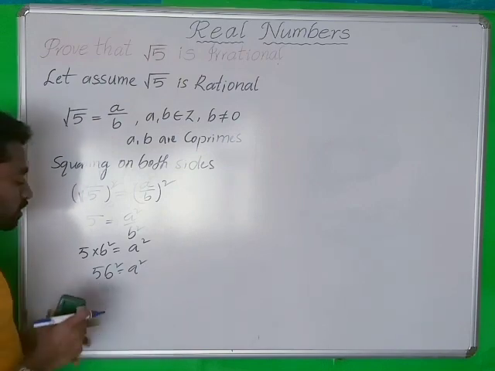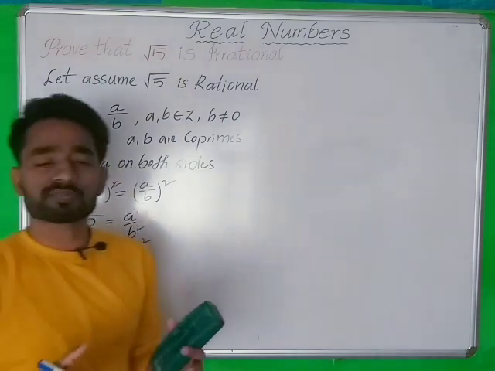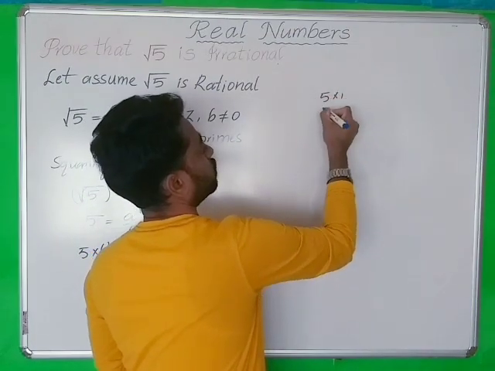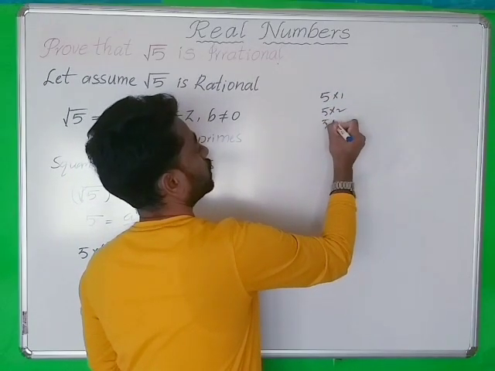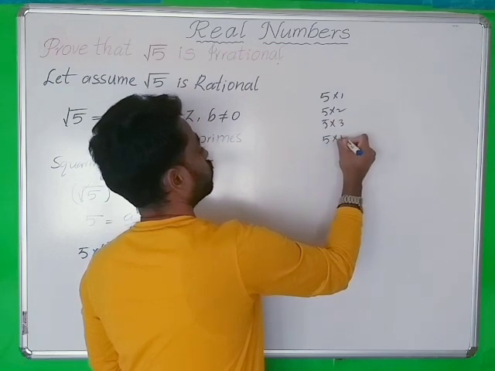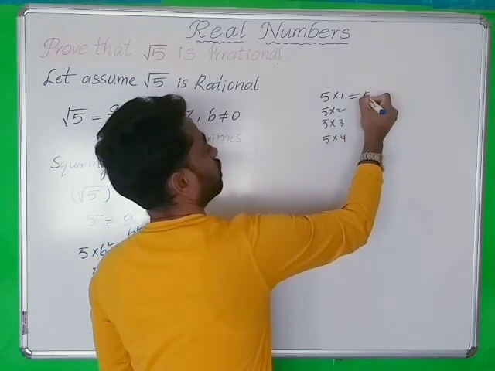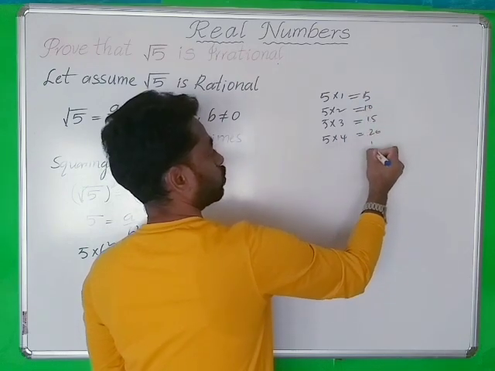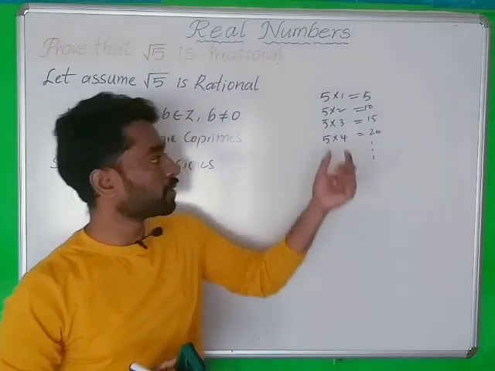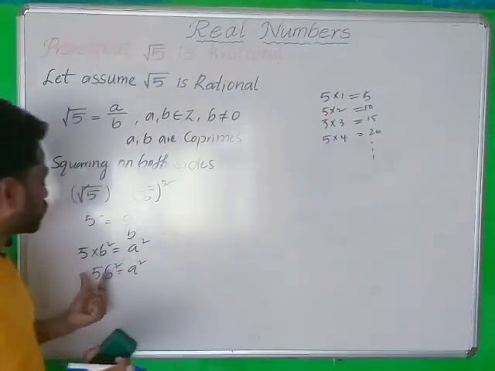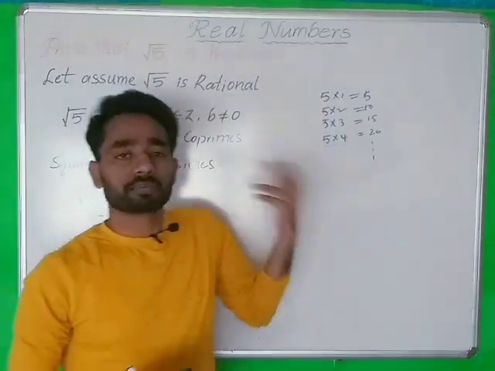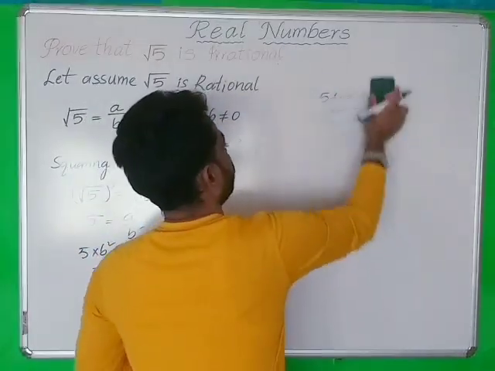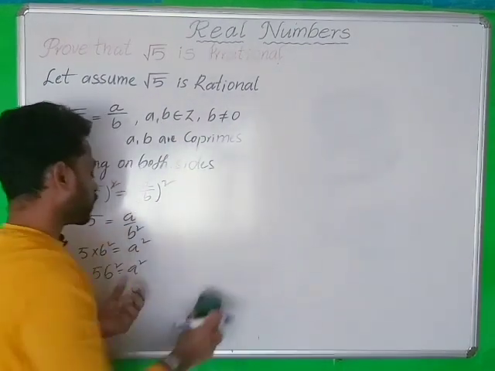In 5b square, 5 into something is there, so it is a multiple of 5. For example, 5 into 1, 5 into 2, 5 into 3, 5 into 4. So this is 5, 10, 15, 20, and so on. These are multiples of 5. A number in the form of 5 into b square, we can call a multiple of 5. A multiple of 5 means it is divisible by 5. So here 5b square is divisible by 5.